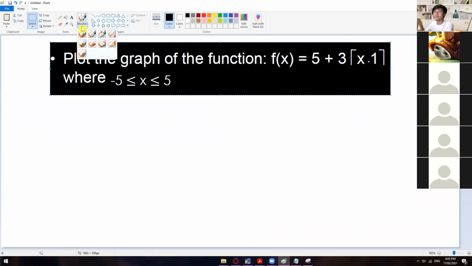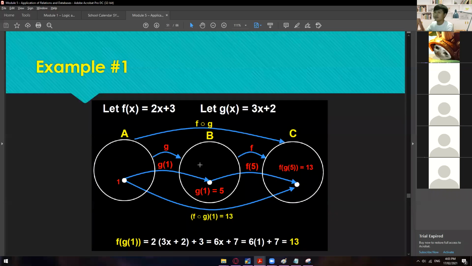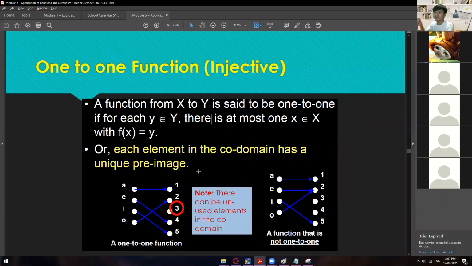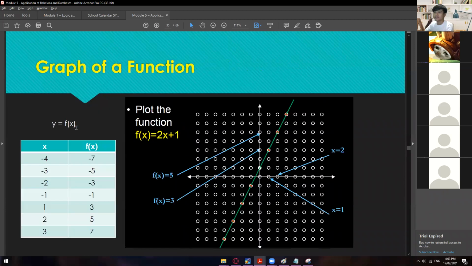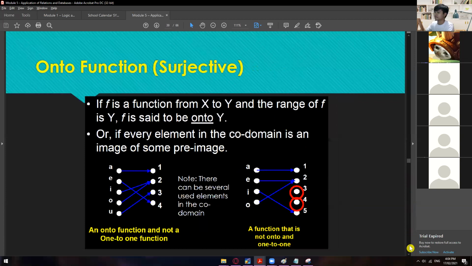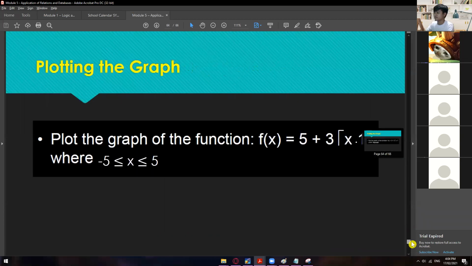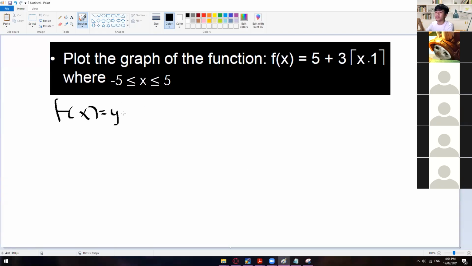So remember, your f of x is actually equal with your y. This can be seen with our past example, for the graph. As you can see right here, we have the x values, and for the y's, your f of x is actually equal with your y. So if you're going to plot it, your f of x are your y's. All right, so let's answer this one now.